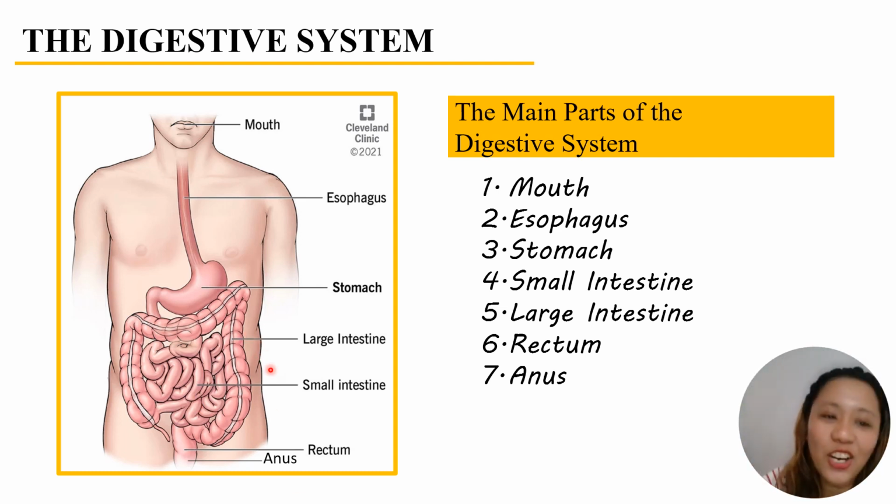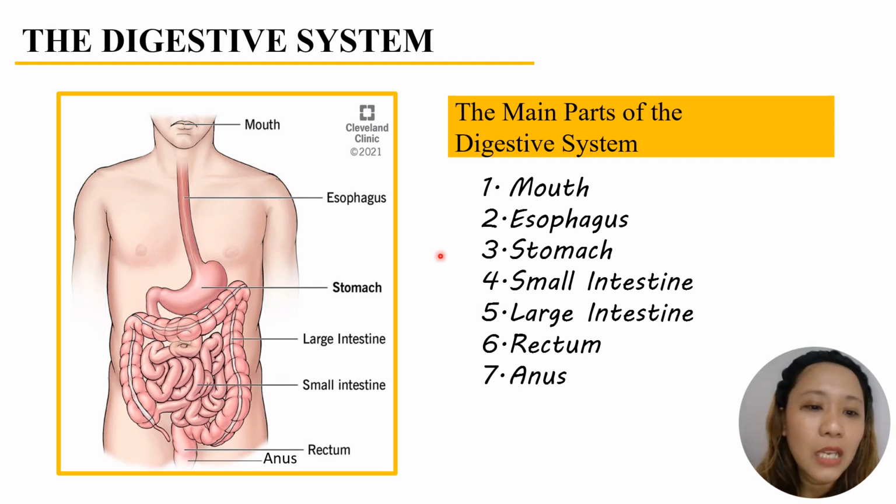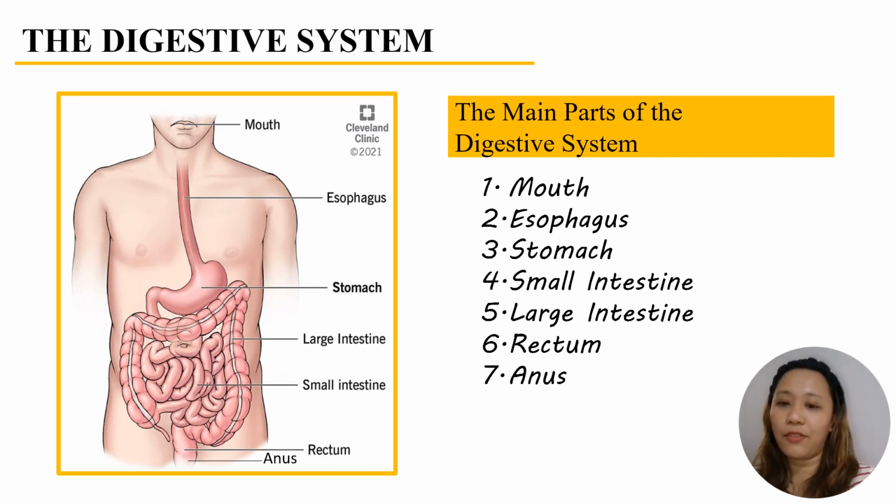Next is the large intestine. Amo ni siya ang sunod sa small intestine. And of course, the rectum, diri nagapundo ang poop before siya magwa sa aton body. And lastly, the anus. The anus is the anal opening. That's the anus itself. Okay?